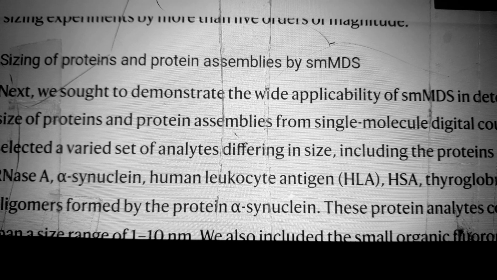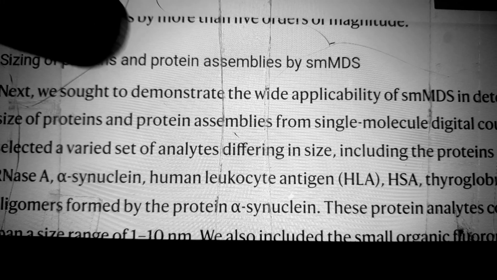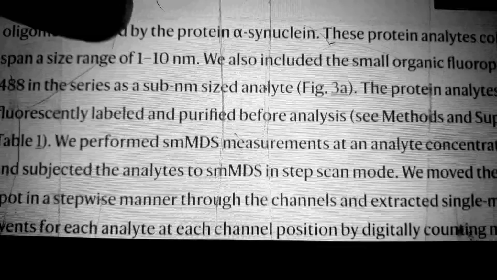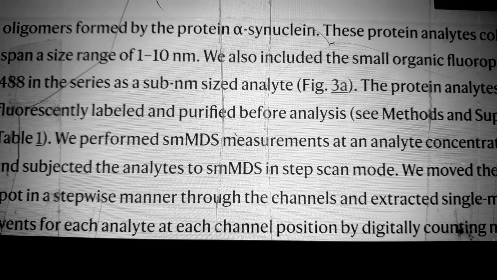A varied set of analytes differing in size were selected, including the proteins lysozyme, RNase A, alpha-synuclein, human leukocyte antigen, HLA, HSA, thyroglobulin, and oligomers formed by the protein alpha-synuclein. These analytes collectively span a size range of 1 to 10 nanometers. Also included was the small organic fluorophore Alexa 488 in the series as a sub-nanometer size analyte.